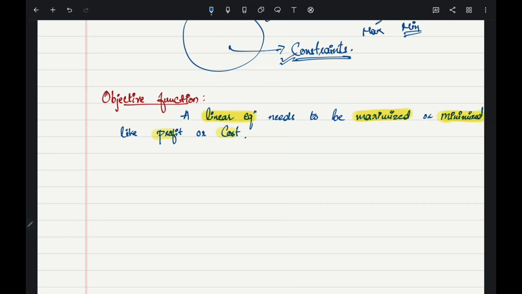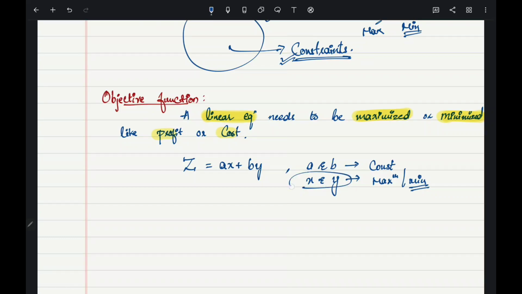And the objective function is denoted by z, which is in the form of ax plus by, where z is equal to ax plus by. In this, a and b are the constants which they have given in the objective function, and x and y are called the unknown variables, which are nothing but the decision variables which will help to find the maximum or the minimum value for the objective function. So these x and y are called the decision variables.